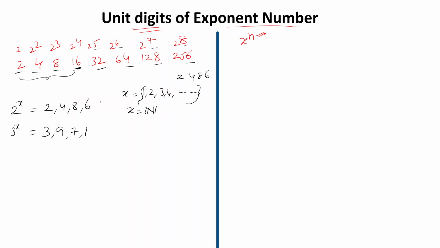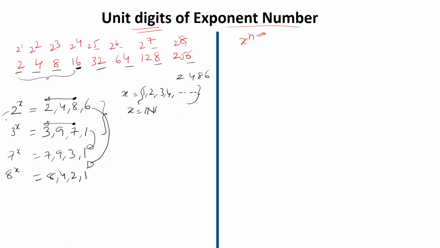Now if you remember these two numbers, it is very easy to remember the 7th number and 8th number. So the 7th number pattern is 7, 9, 3, 1. Now the 8th number: if any power or exponent is there, it will repeat 8, 4, 2, 1. So this is the easiest way to remember the unit digits for 7 and 8. If you know 2 and 3, you know 8 and 7 very well.